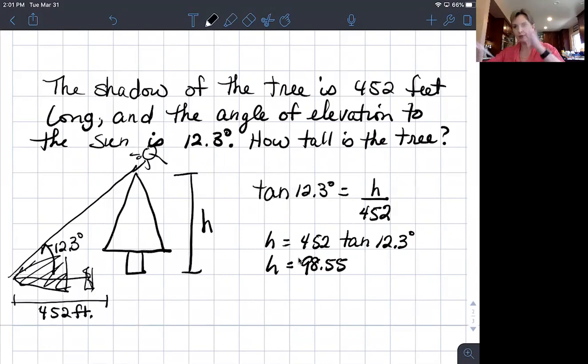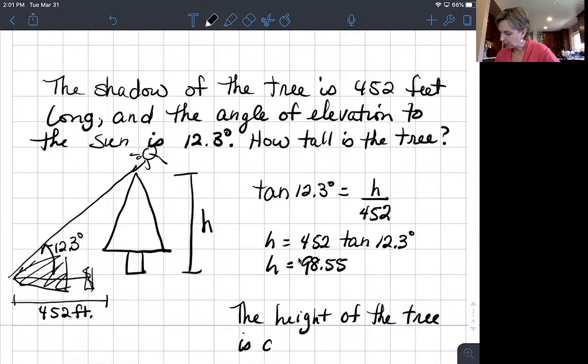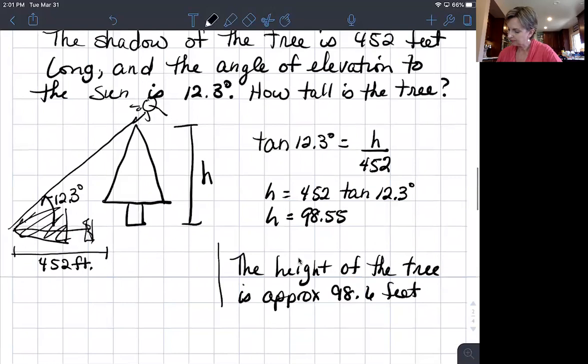Okay, and then wrap it up with a pretty sentence. The height of the tree is approximately 98.6 feet, something like that, in that range.